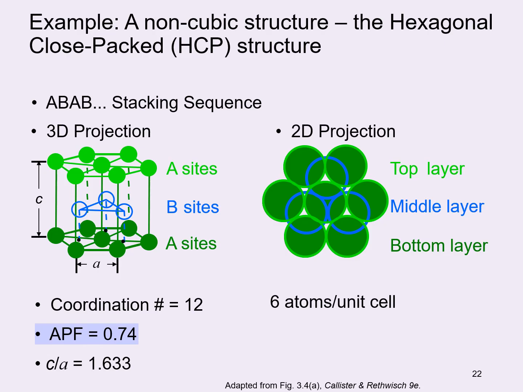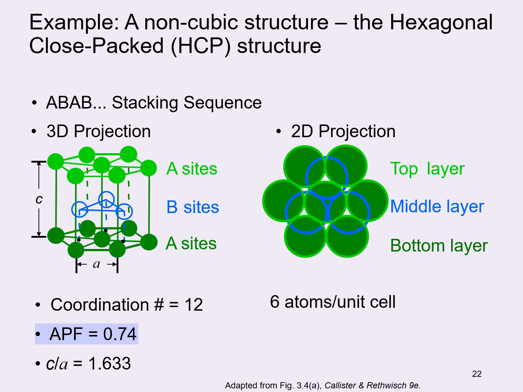Earlier I said I would go through the calculations to fully define the models for 3 unit cells that were cubic, and I would show you one additional non-cubic unit cell. Here is the example of a non-cubic structure called the hexagonal close packed structure.